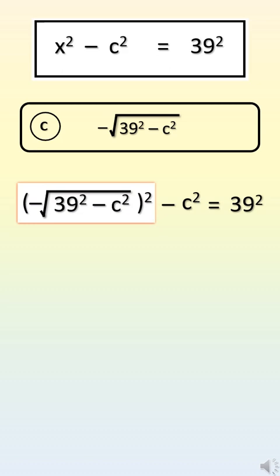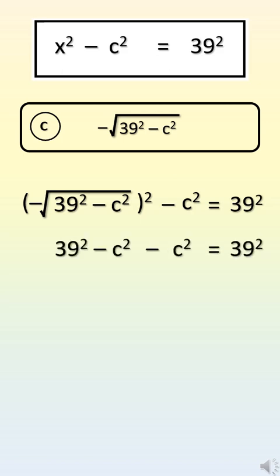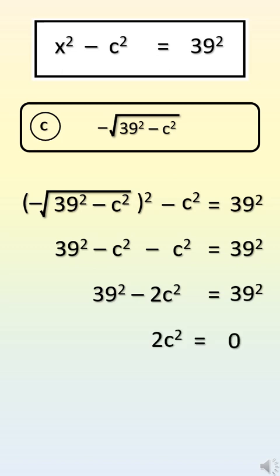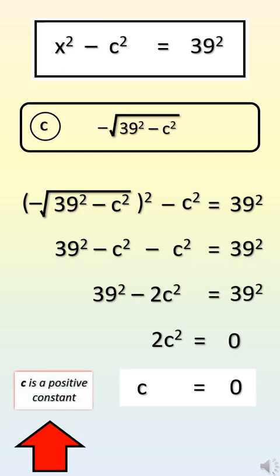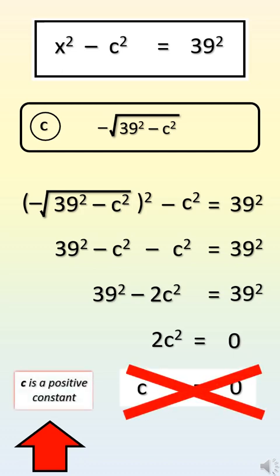Now, when we have a square root or a negative square root and we square it, we just get what's under the root sign. So we get 39 squared minus c squared, minus c squared equals 39 squared. Let's work that out. That simplifies to 39 squared minus 2 lots of c squared is equal to 39 squared. The only way that can be true is if 2c squared is 0, meaning c is 0. However, that conflicts with the condition in the question, which is that c is a positive constant. Therefore, c cannot be 0. This is not a solution.